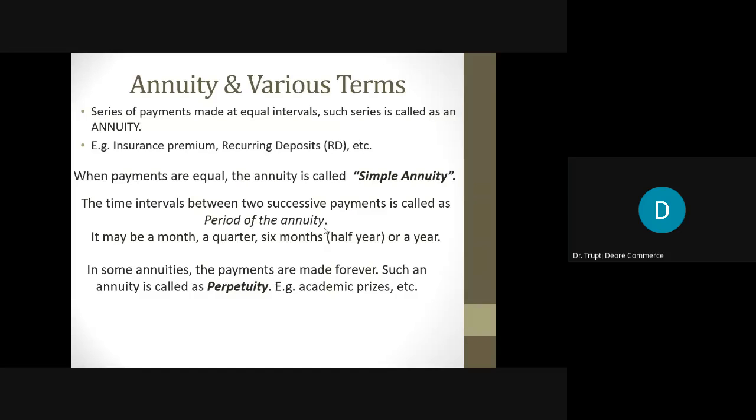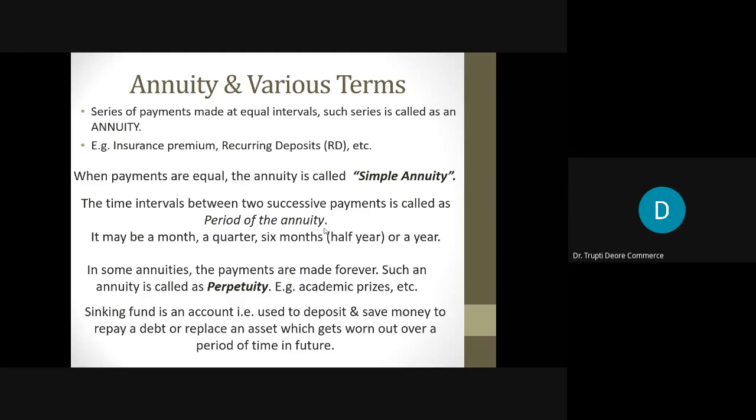And the last one is perpetuity. For perpetuity, we have seen the example of academic prizes or scholarships, for which the duration is not fixed. The duration is forever. It means the payment will continue for an infinite period. So in such cases, it is called a perpetuity. We have taken the meaning of perpetuity as a succession or continuity of particular prizes or scholarships.